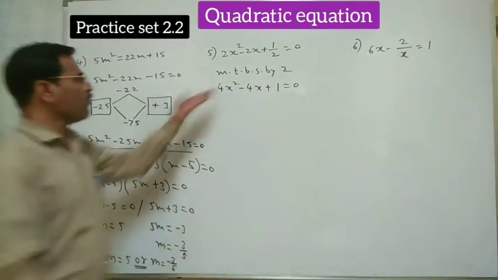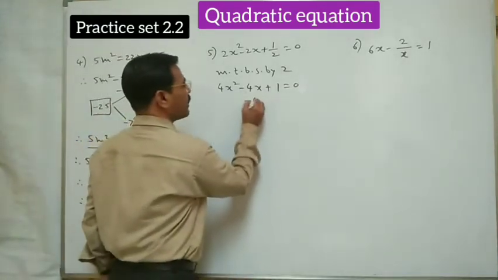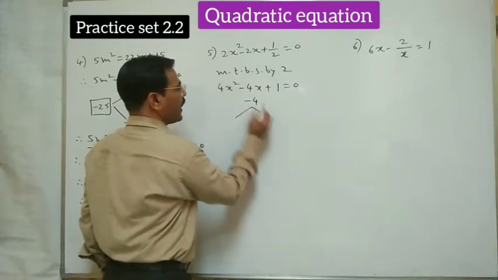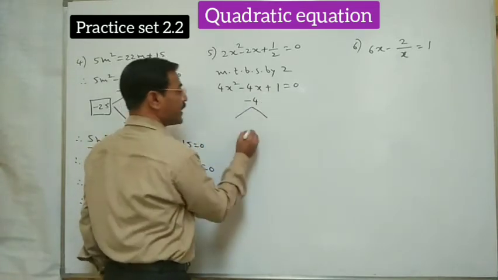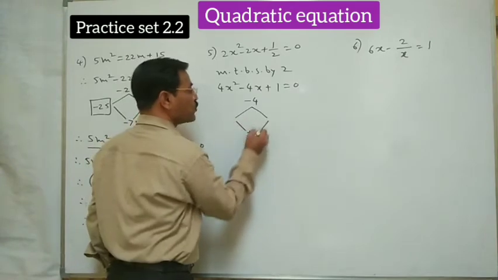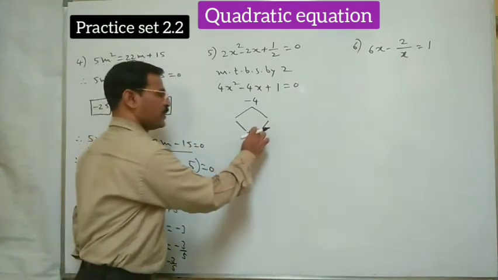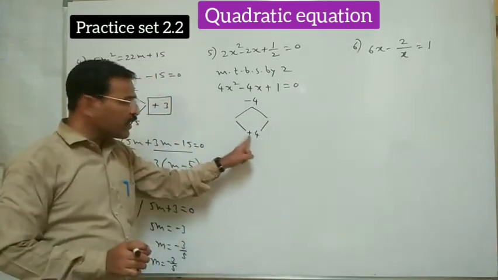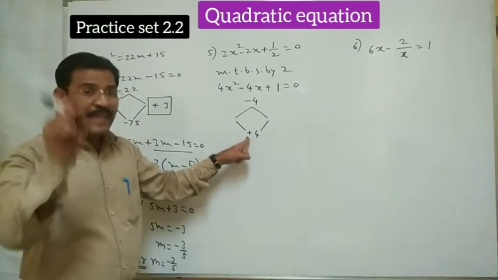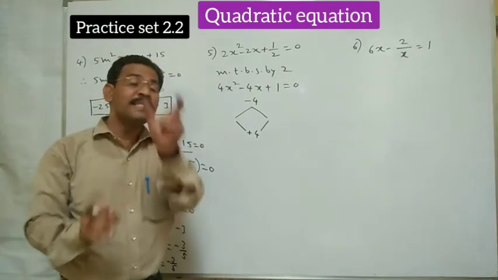Okay friends? Now very similarly, what is that? The middle term is minus 4. And here the 4 ones are 4, that is plus 4 should be the product. Now tell me, because of the plus here, product plus means both should be the same sign.